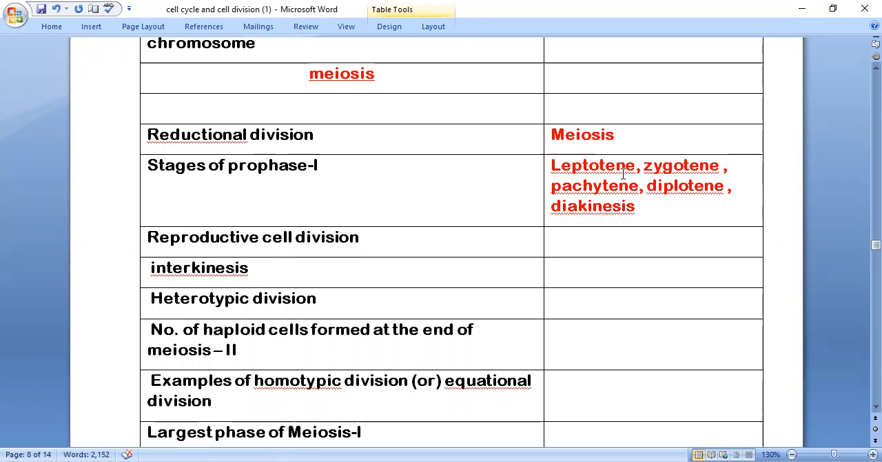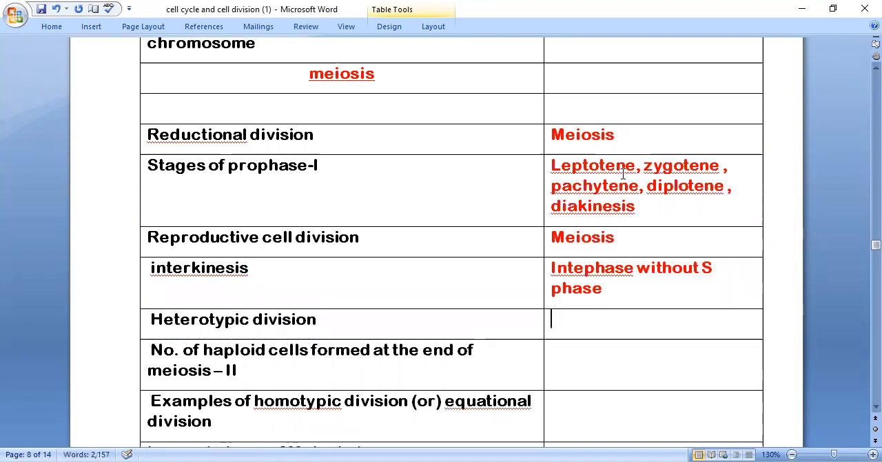Reproductive cell division is nothing but meiosis. Interkinesis means interphase without S phase. Heterotypic division is meiosis 1.